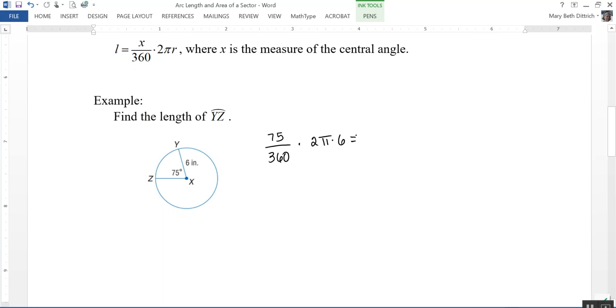So simplifying that, doing 75 divided by 360 times 12 gives me exactly 2.5 pi inches, which is approximately equal to 7.85 inches. Notice that the radius is measured in inches and arc length is a linear measure, so we need to put those units of inches on our answer.